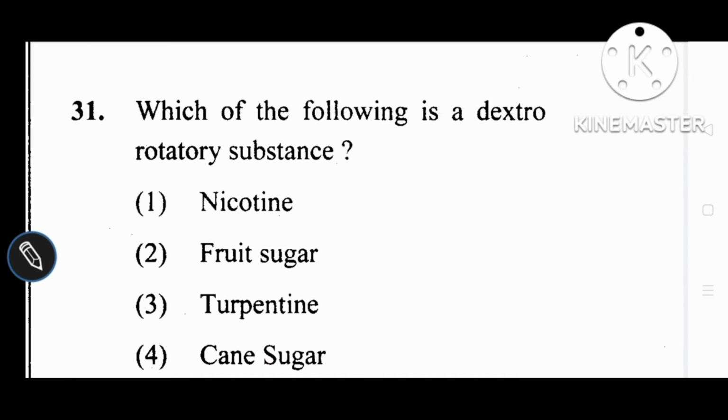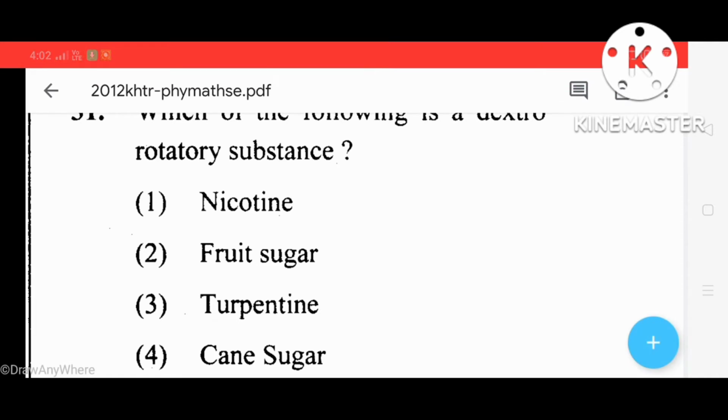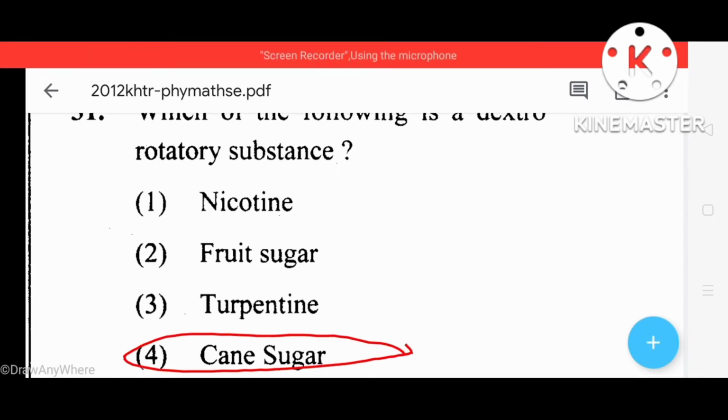That is 31. Which of the following is a dextrorotatory substance? So there are two kinds of substances, dextrorotatory substance and levorotatory substance. Dextrorotatory means the substances which rotate the plane polarized light in the right side direction, that is clockwise, facing the incoming radiation. So out of these four options, the correct answer for dextrorotatory substance is cane sugar. Cane sugar will be the dextrorotatory substance.